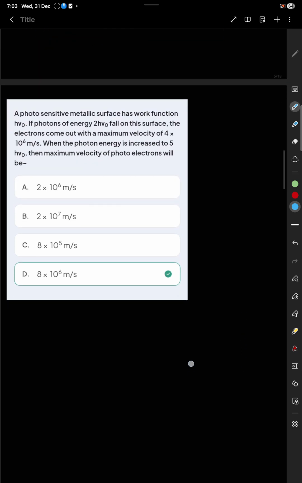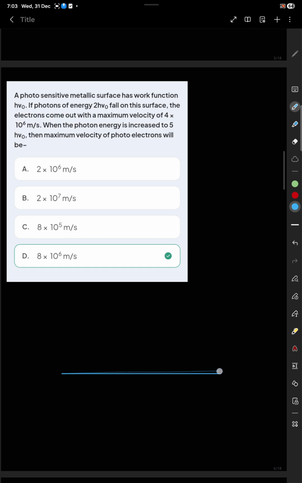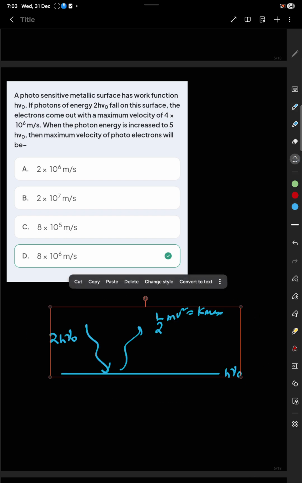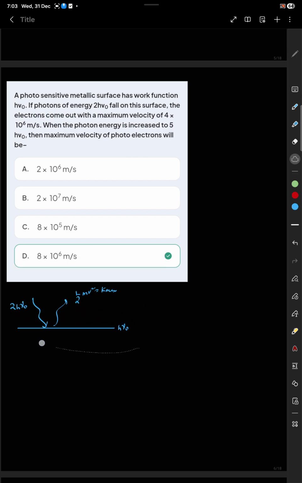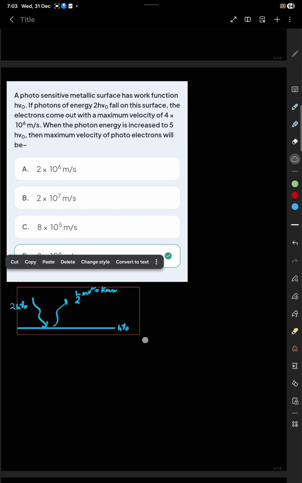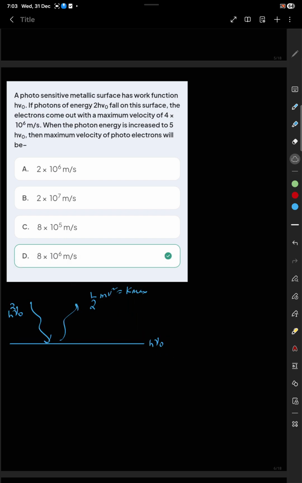So there is a photosensitive metallic surface has work function. Okay, what work function is given? This is h nu naught, and energy 2 h nu naught, you have given the velocity, half mv square, that is K max. This whole thing is given. So this question becomes quite easy for me, because most of the information is given to me.